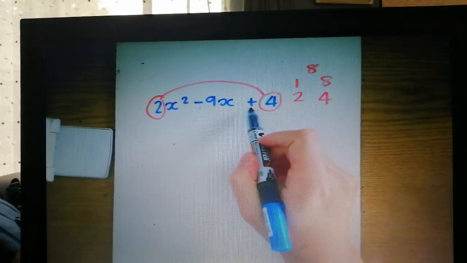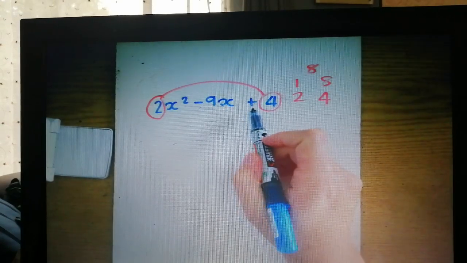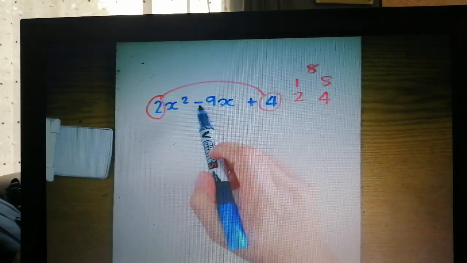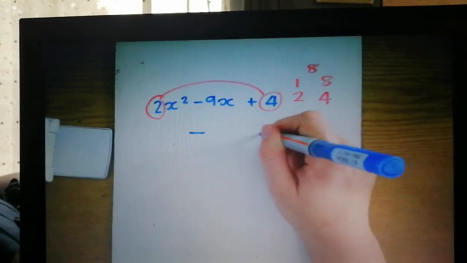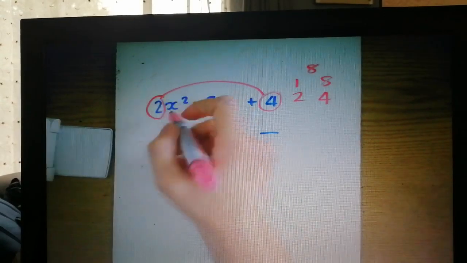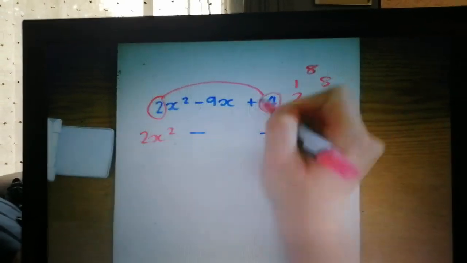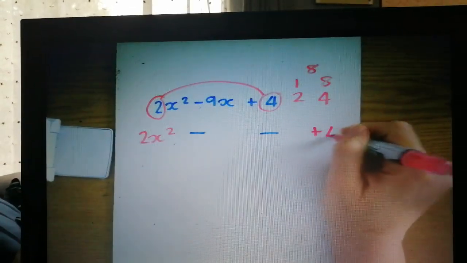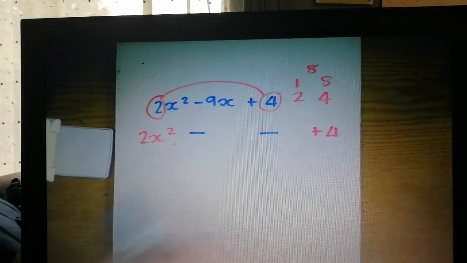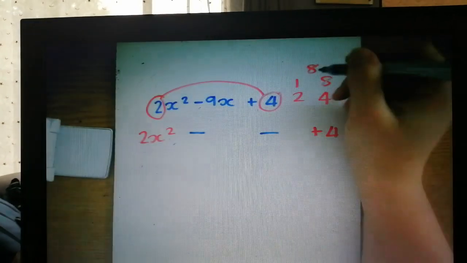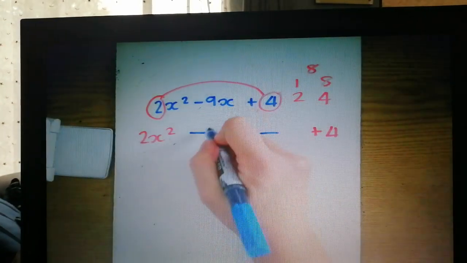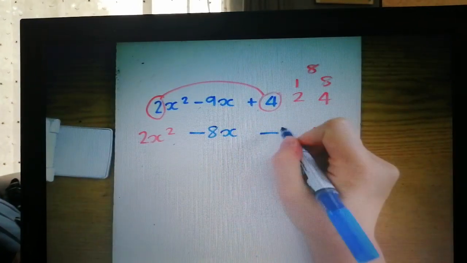What does this plus sign tell me? It tells me that both my signs must be the same, and it indicates that they must both be negative. So I'm going to split 9x up by saying minus something, but I'm going to bring my 2x squared down, and I'm going to bring my plus 4 down. So what factor pairs am I going to use to get to negative 9 using two negatives? Well, I'm going to say negative 8x minus 1x.